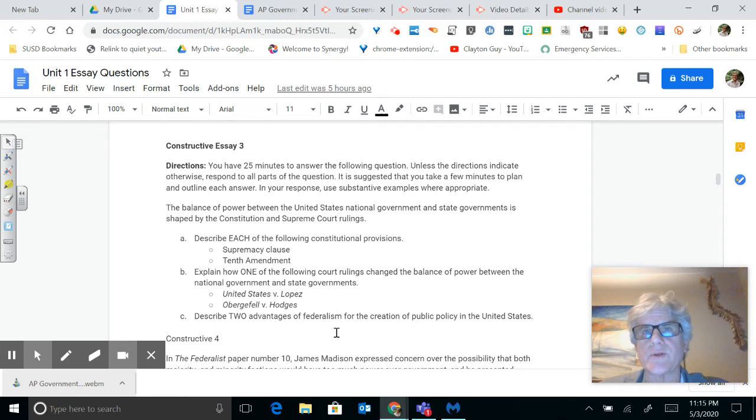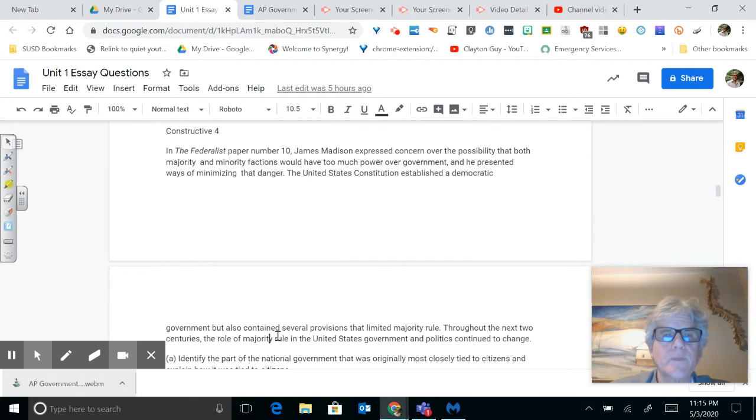We've used vouchers at the state level as a conservative method for education. So federalism advantages are really that more people can participate. You can participate at different levels. There are laboratories for experiments, and it's a way to get policies done. If you can't do it at the national level, you can do it at the state level.